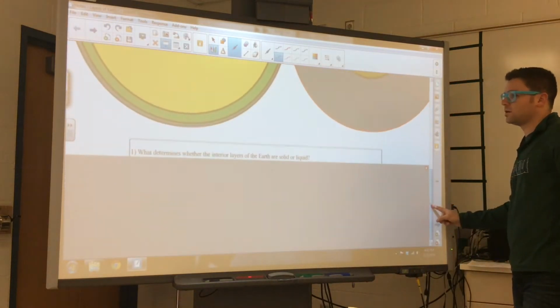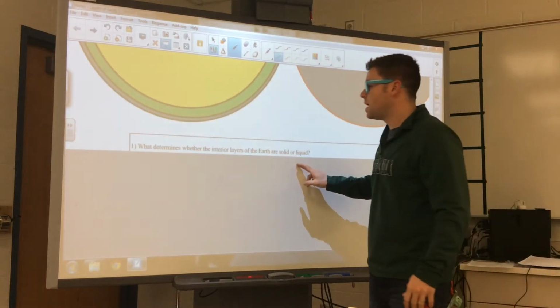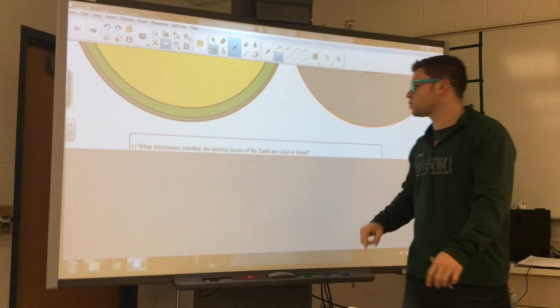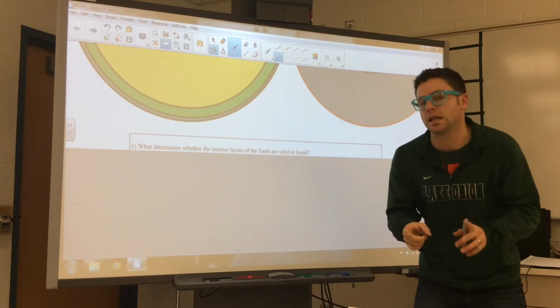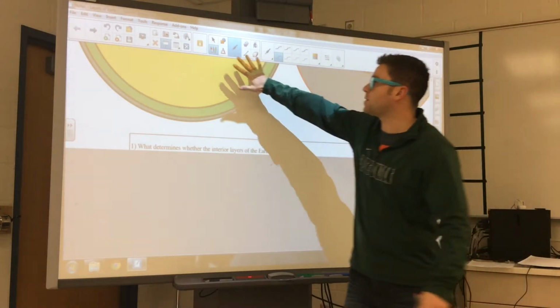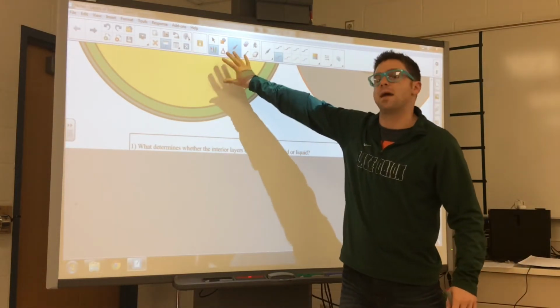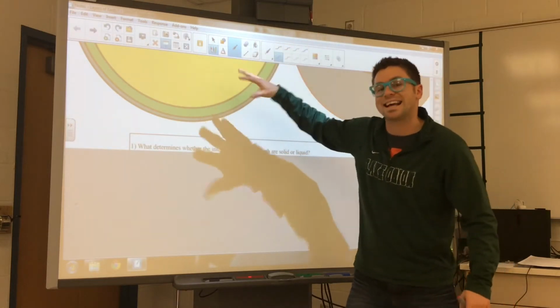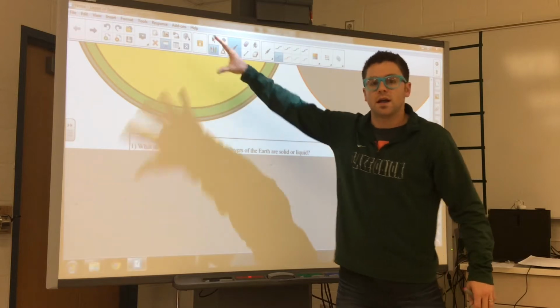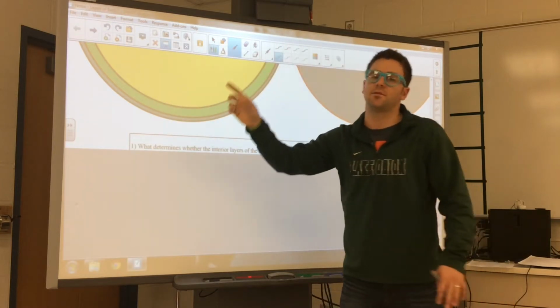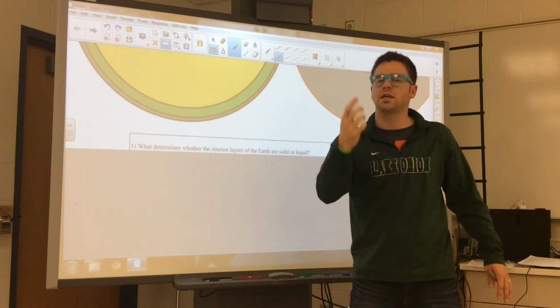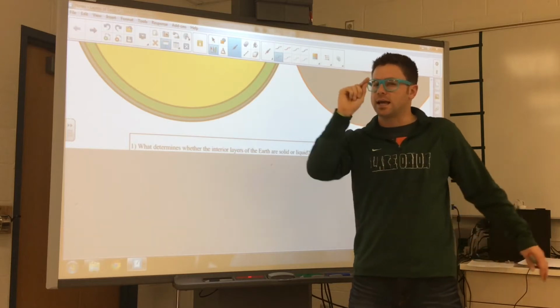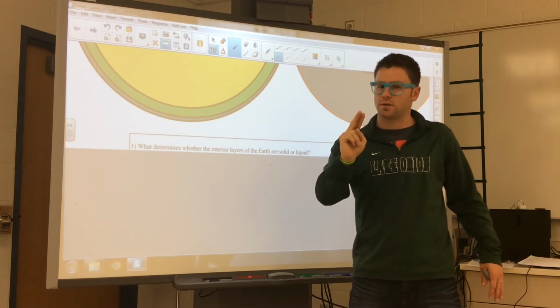Now, moving down, answering these questions, right? What determines whether the interior layers of Earth are solid or liquid? Like I told you, some of the mantle areas, the asthenosphere, the mesosphere, the lithosphere, some of that's solid, some of that is liquid. Inside the core, some of it's solid, some of it's liquid. What truly gives us that? Well, 2 different things. It's temperature and it's pressure.